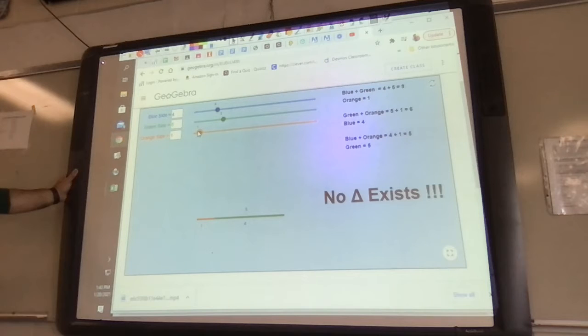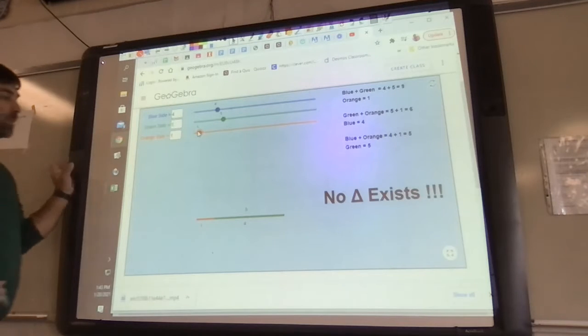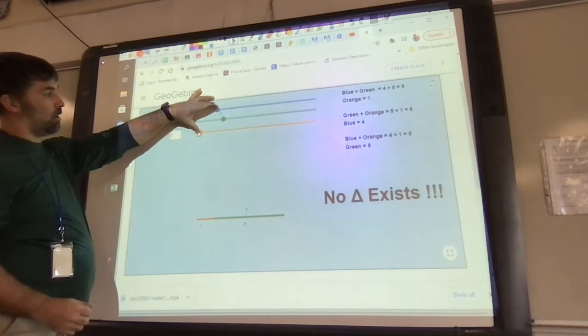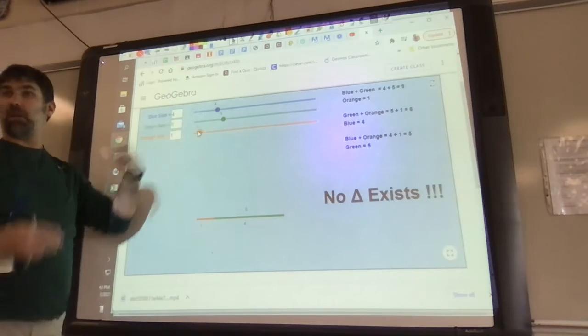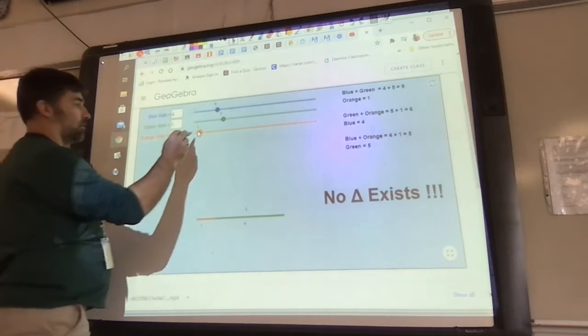Why does it not work at 1 and it does at 3? Flat. What makes it flat? Yeah, because if I take the 2 smallest right here and put them together, it's the same length as the biggest one. So I can't have an angle if I do that. All right, so let's move this around.